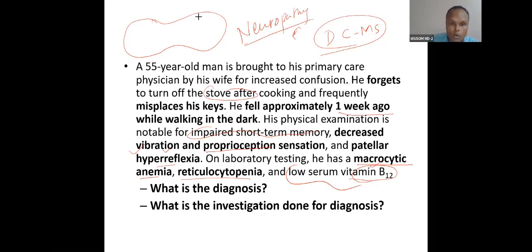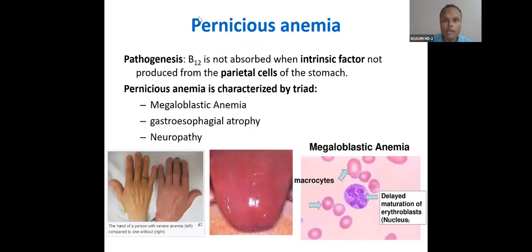So you can see, what is the diagnosis? Macrocytic anemia, neuropathy, in elderly patients. What additional investigation will you do? Generally the diagnosis is pernicious anemia. Pernicious anemia, because of antibody, the parietal cell is destroyed. It is an autoimmune disease, so the parietal cell is destroyed because of immune antibody. So these are the three features you can see.